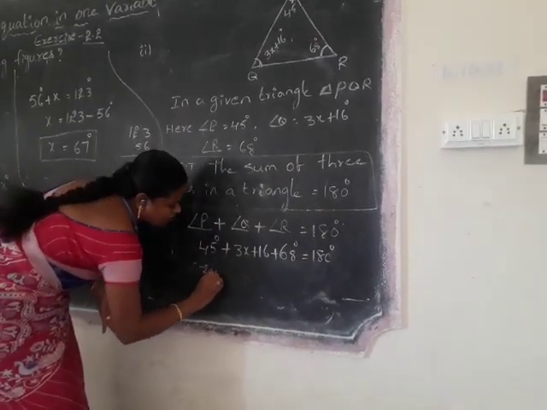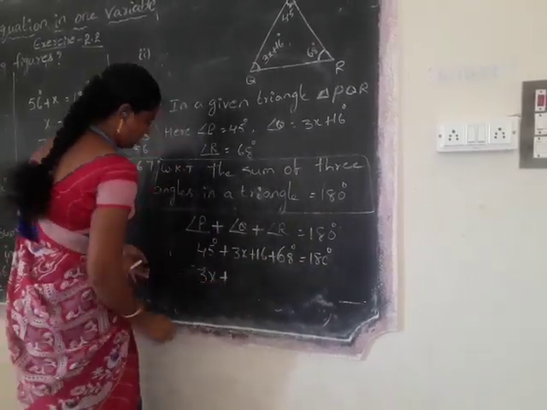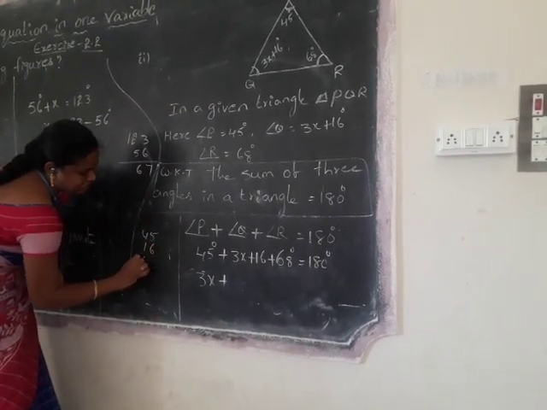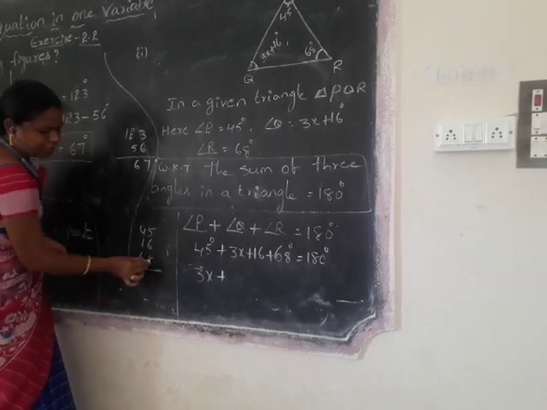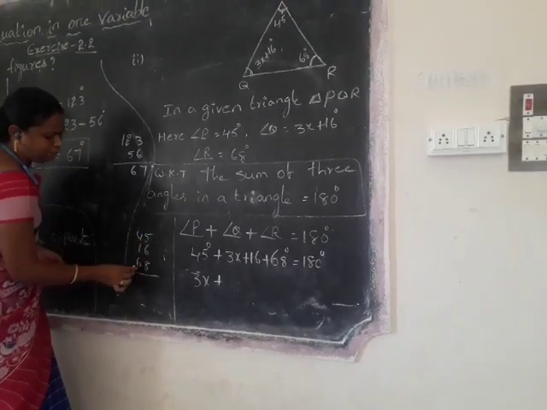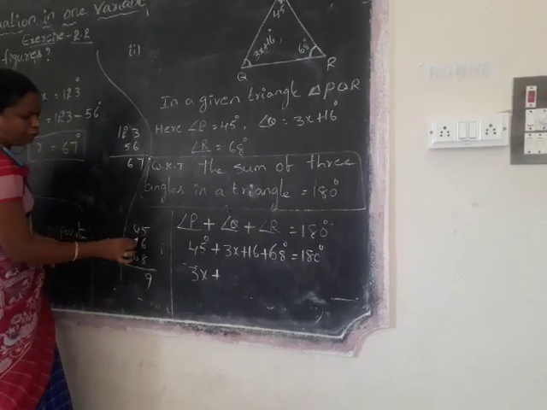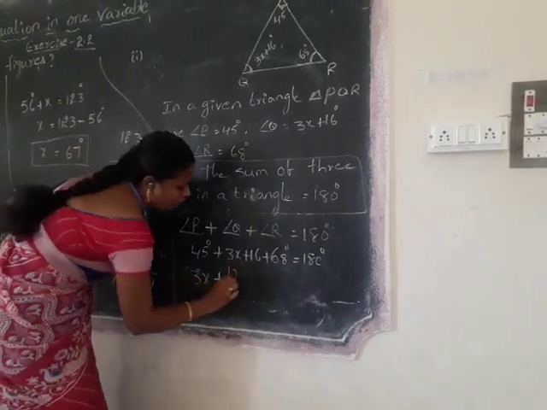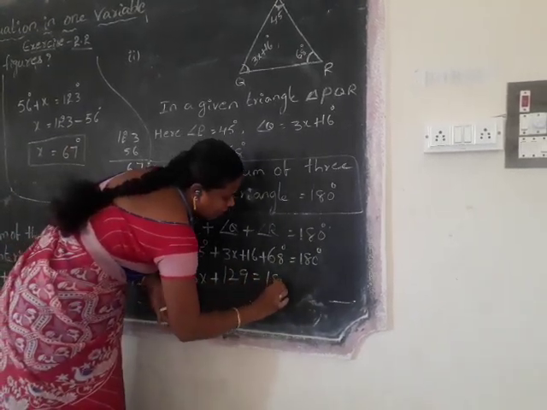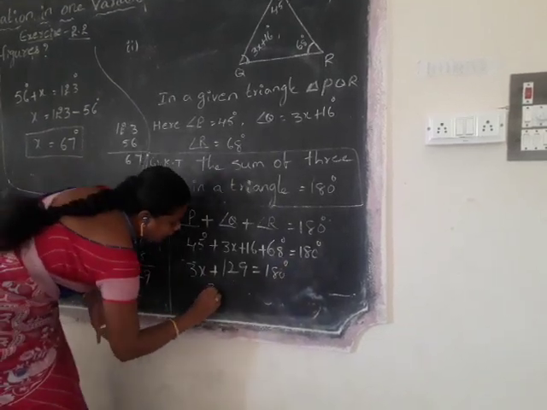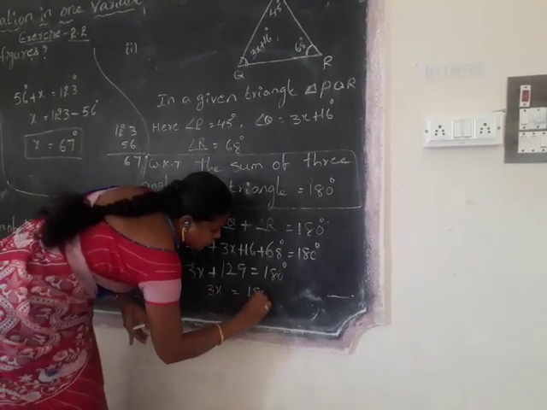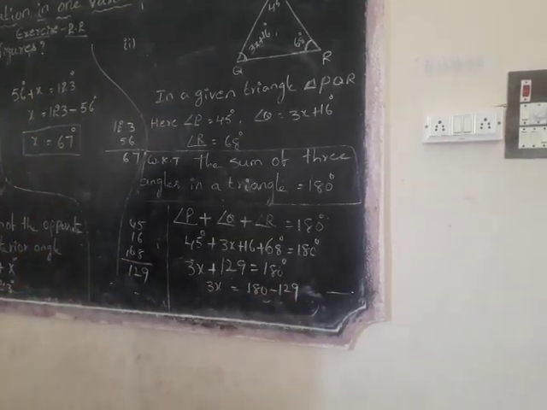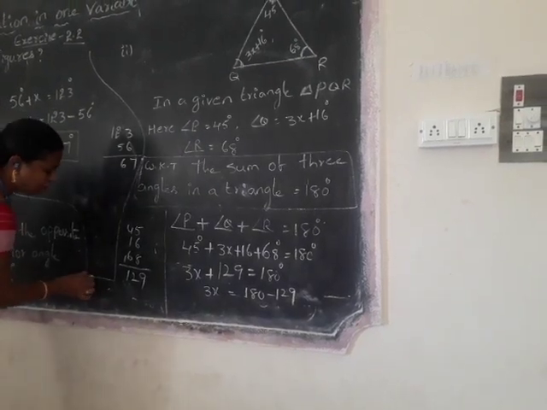Okay students, first we add the constant values. Here the constants are 45, 16, 68. 8 plus 6 is 14, 14 plus 5 is 19. 4 plus 1 is 5, 5 plus 1 is 6, 6 plus 6 is 12. We get 129. Here 180, and plus 129 transposes to minus 129.